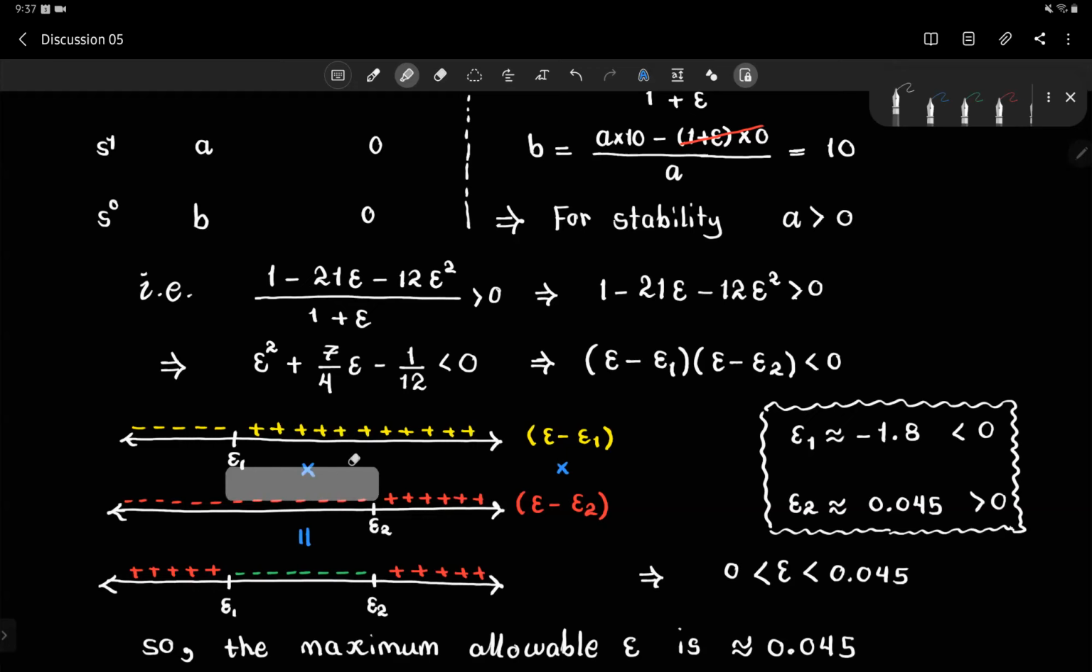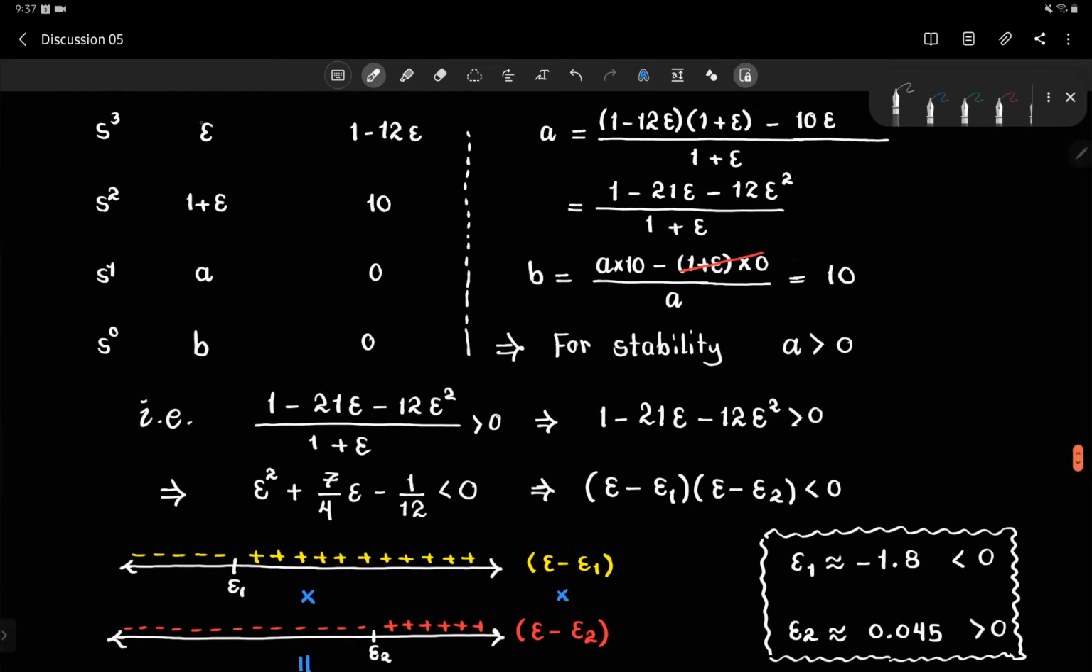Because we will have positive multiplying negative will be positive. Yeah, will be negative, sorry, right? And so this inequality is satisfied when epsilon is between epsilon1 and epsilon2, which is negative 1.8 and 0.045. However, from stability, we already require that epsilon has to be positive, right?